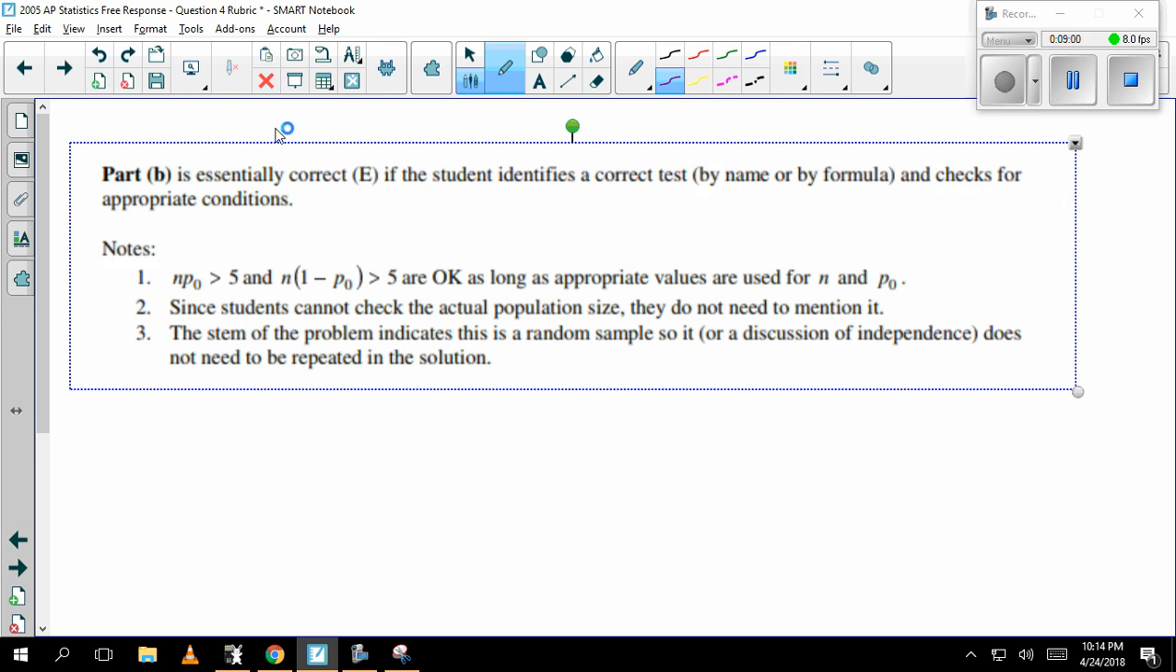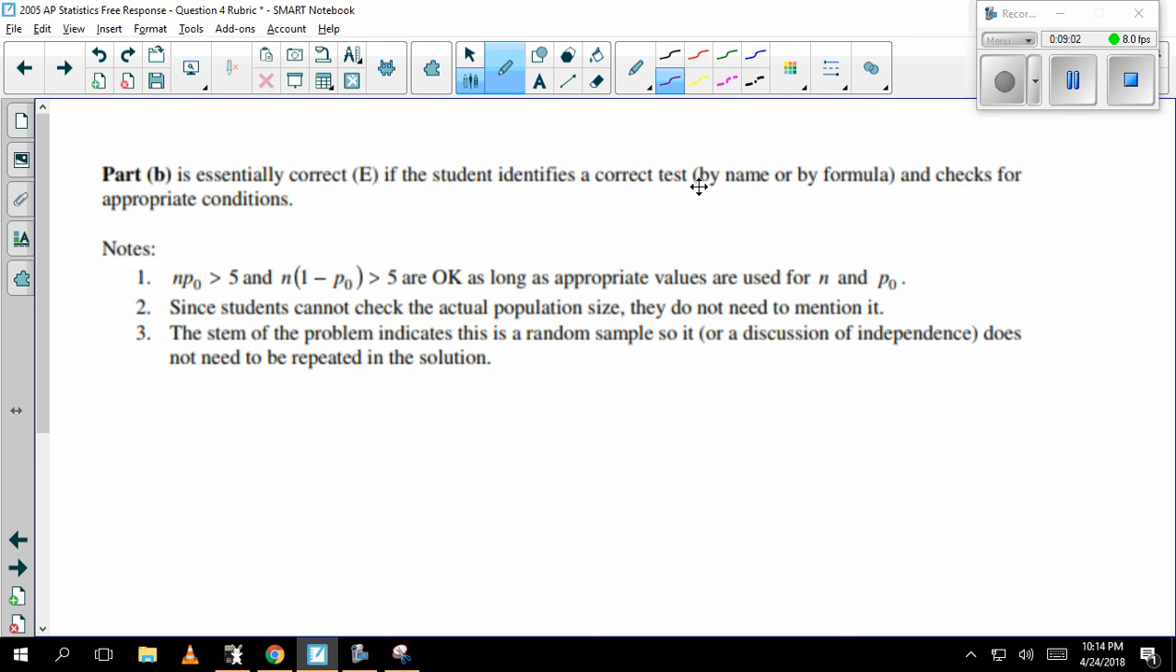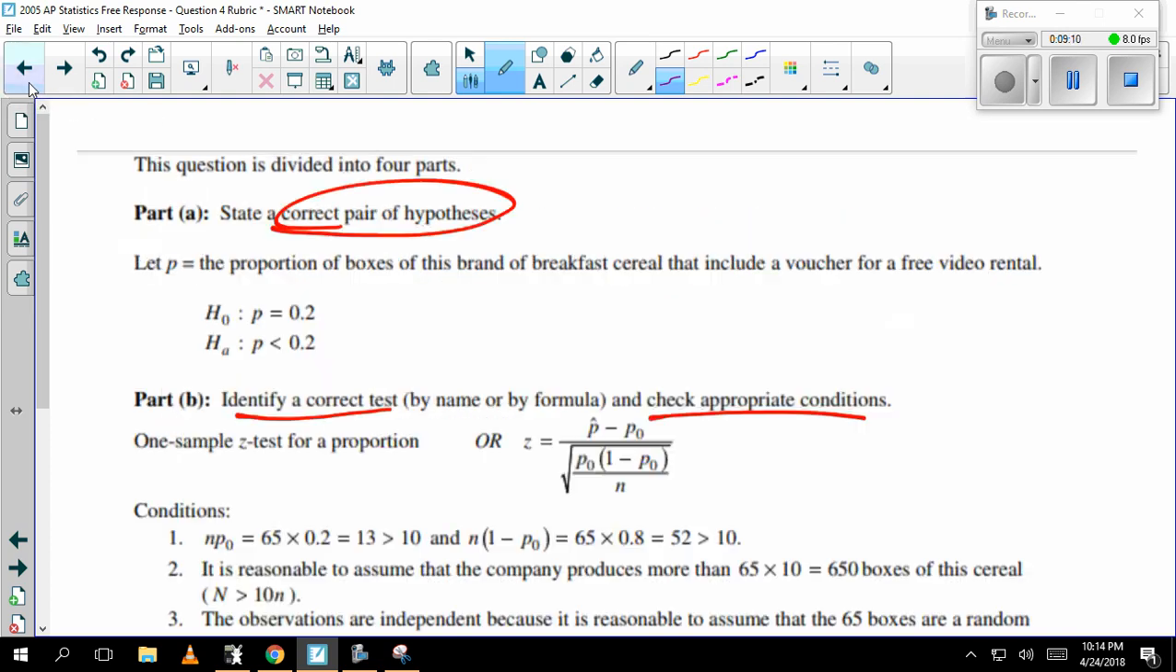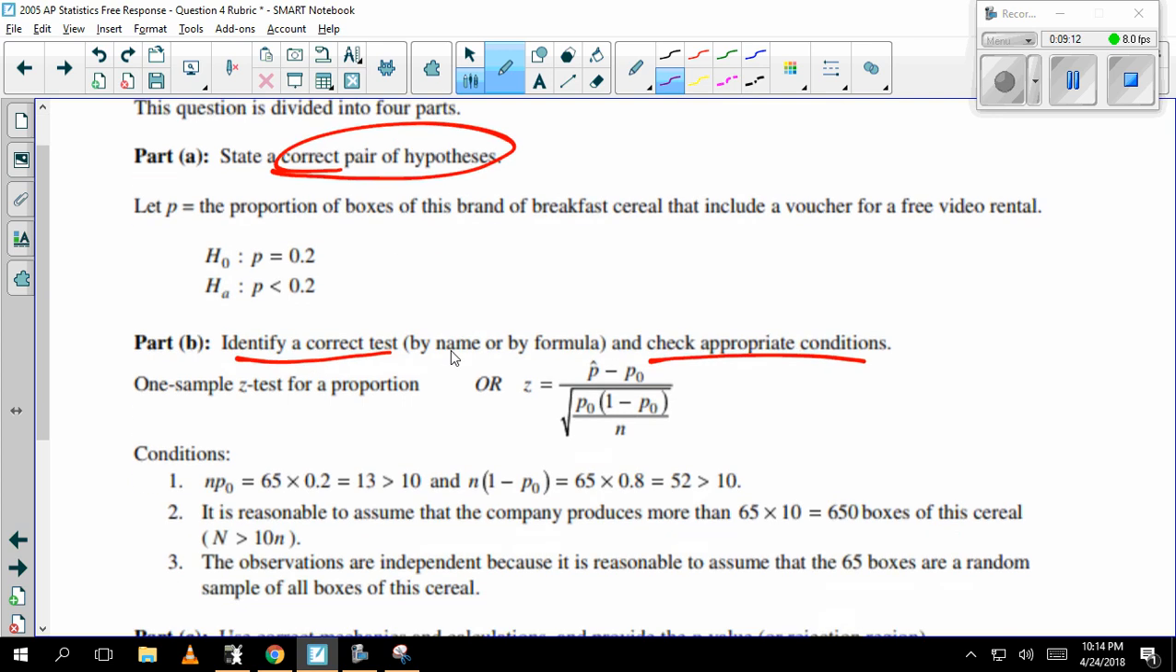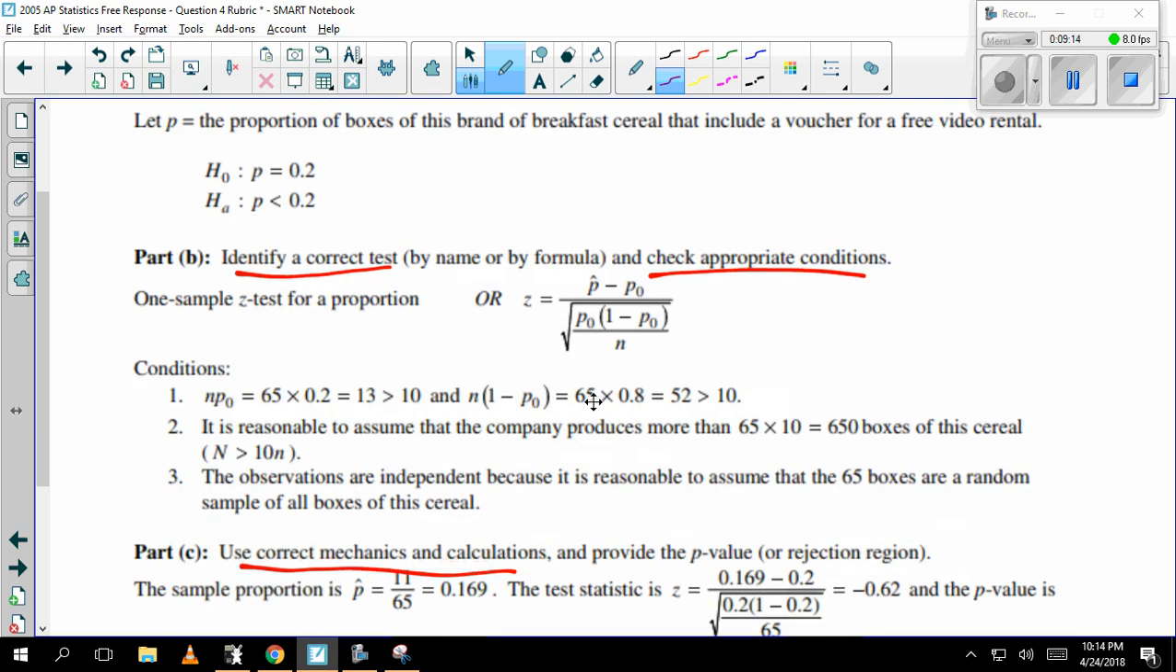Part B, essentially correct if you identify the correct test by name or by formula and check the appropriate conditions. So the appropriate conditions were the things that we talked about when we did it, namely that 52 and 13 are both bigger than 10, that the 10% rule is met because they can make more than 650 boxes, and that I have a random sample.